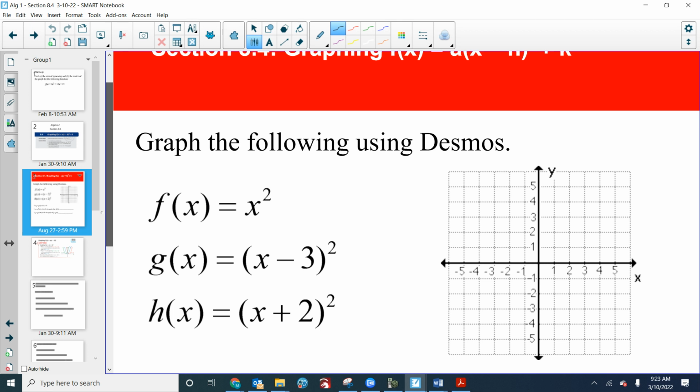Is there any you guys want me to do? I'll do one of them if you guys want me to do one. You guys okay with the graphing? You guys good? Would anybody like to graph a parabola? No?